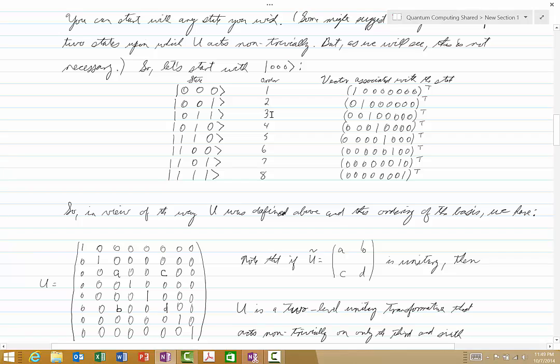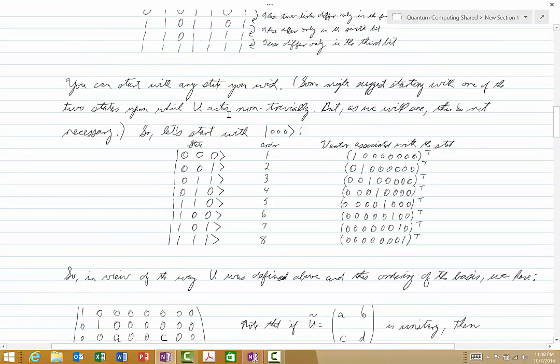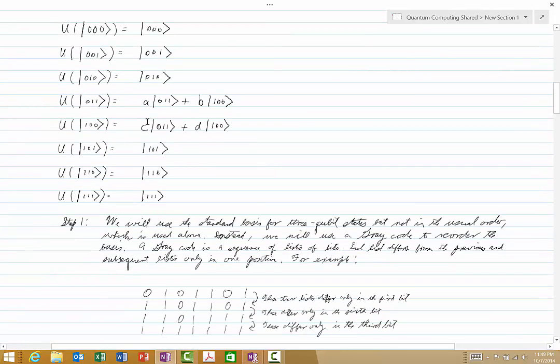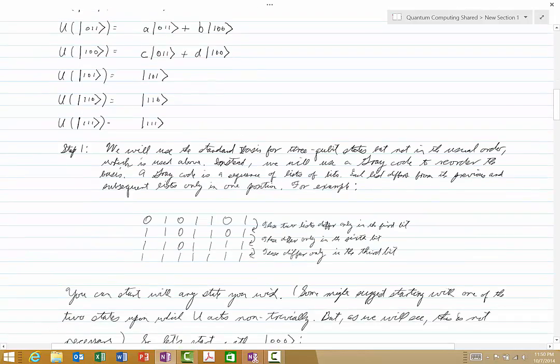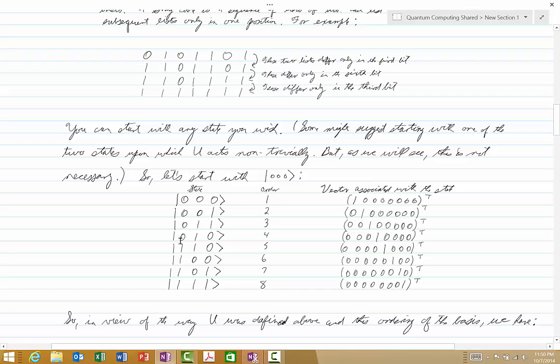What about for the next column, which corresponds to column 3? Well, column 3 is state 0 1 1, and state 0 1 1 is getting mapped to A times 0 1 1 plus B times 1 0 0. Now 0 1 1 is the third vector, so we have A times the third vector. What is 1 0 0? Well, if we come down here and look, 1 0 0 is the sixth vector.